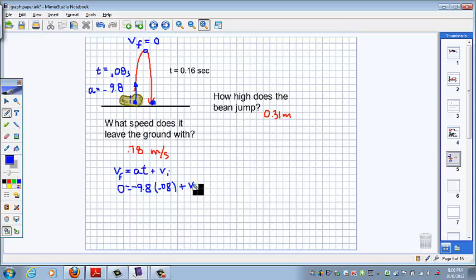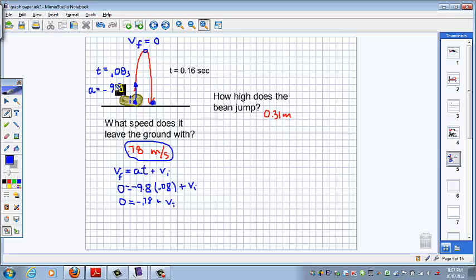And so let's see what happens here. If we multiply the 9.8 times the 0.08, we get negative 0.78. And that's plus vi equals 0. Add the negative 0.78 to both sides, and we end up with our answer that vi equals 0.78 meters per second.